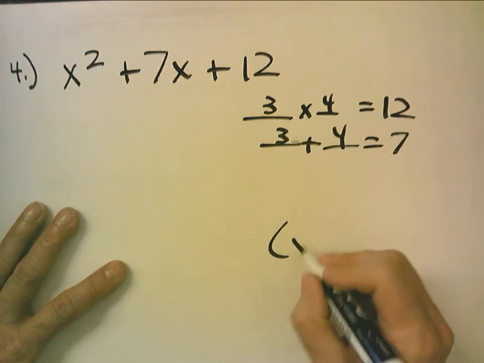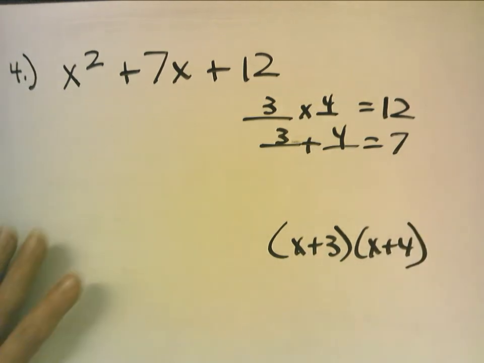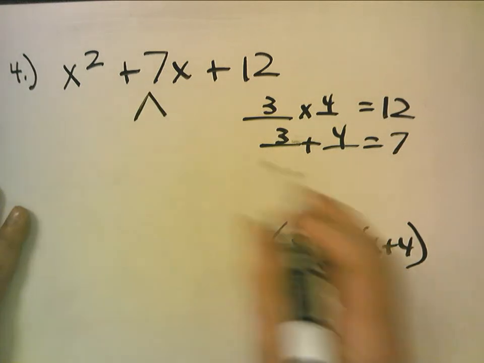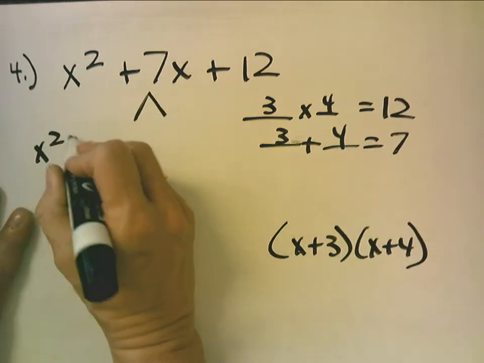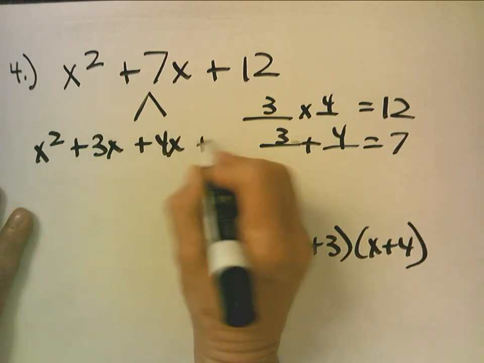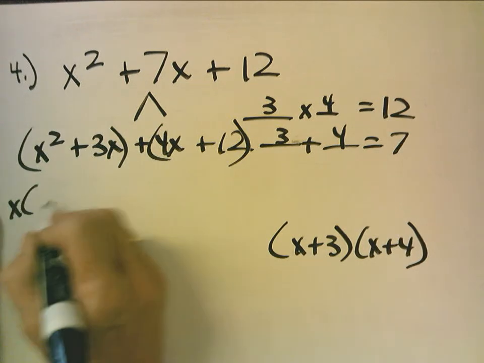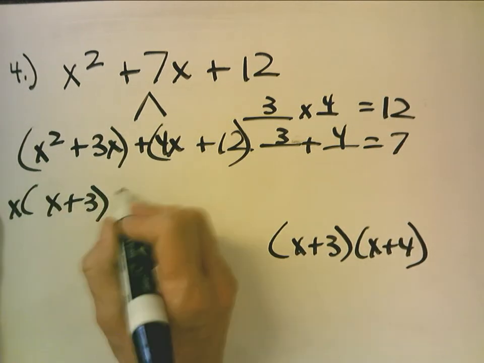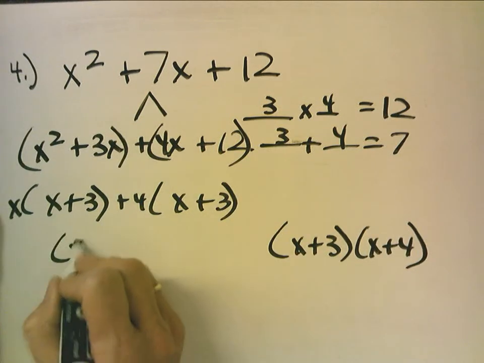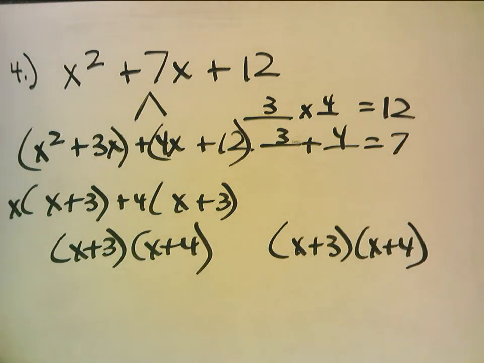So I already know my shortcut method would give me an answer of x plus 3 times x plus 4, but we're going to practice using the AC method. So I'm going to say x squared plus 3x plus 4x plus 12. I factor by grouping. I factor out an x, x plus 3. I factor out a 4, x plus 3. And I end up with x plus 3 times x plus 4.